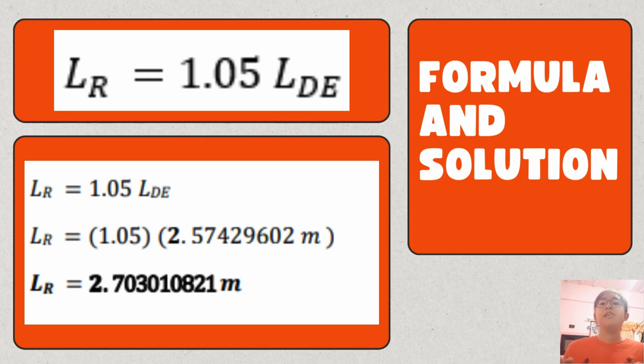Inputting our values, we have 1.05 multiplied to 2.57429602 meters is equal to 2.703010821 meters.